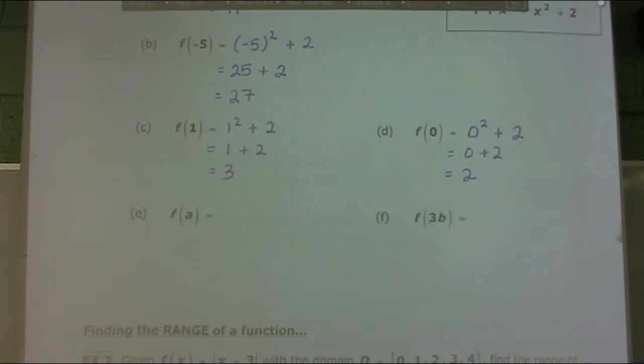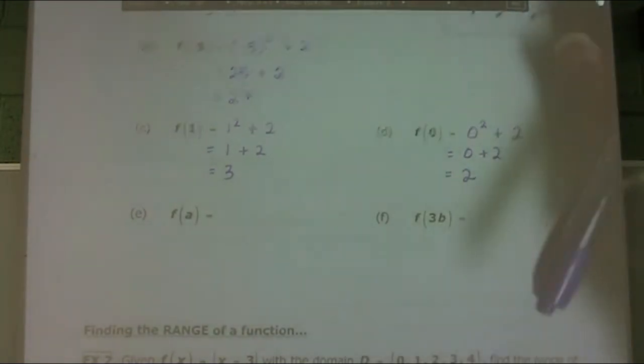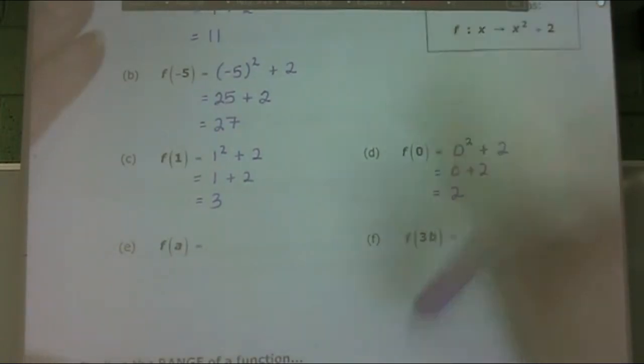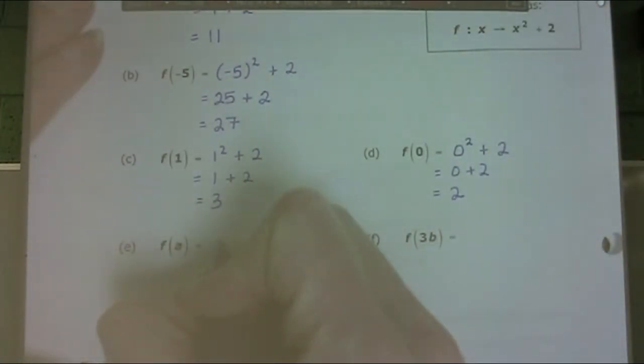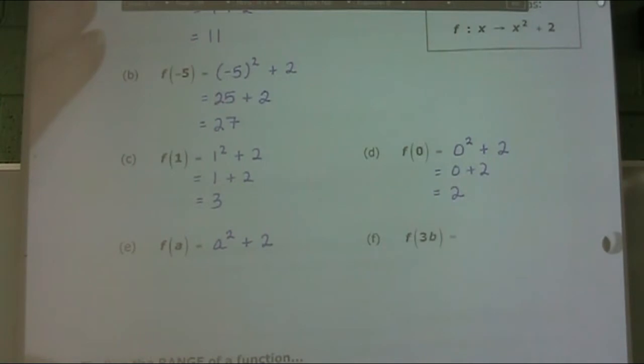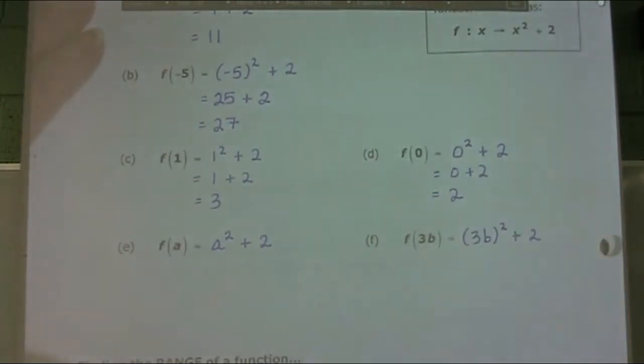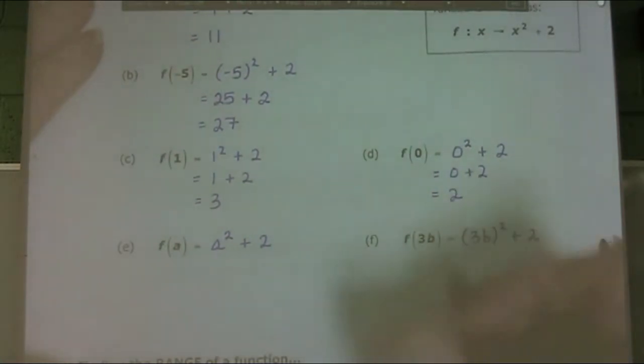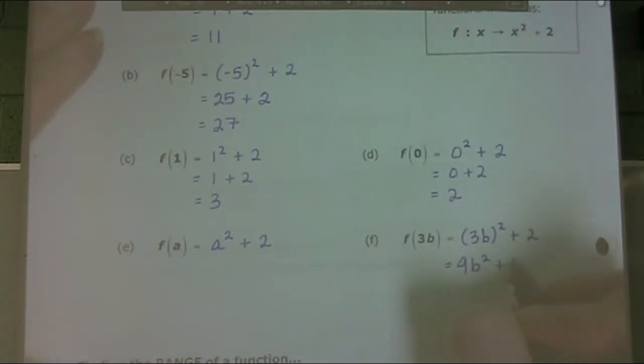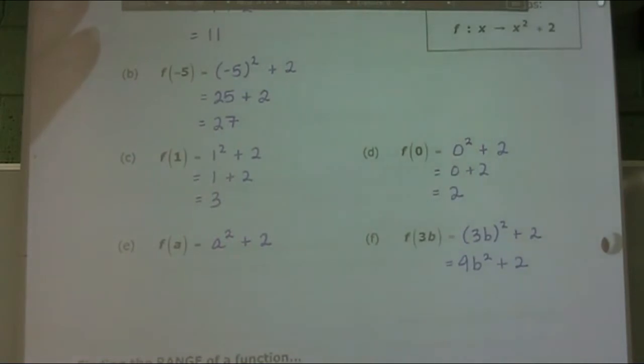Now, we can plug other things into our function other than just numbers. We can plug variables or variable expressions into a function. And the next two examples are examples of that. So f of a equals a squared plus 2. And f of 3b equals 3b in parentheses squared plus 2. Now, when we square 3b, this is 3 squared b squared, so 9b squared plus 2. And that's as far as you can simplify it.